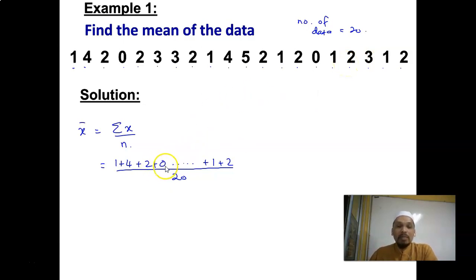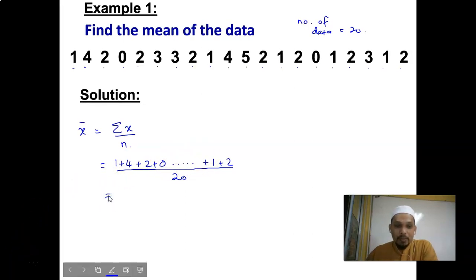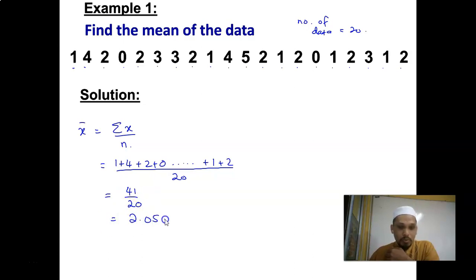In examination you can't write this part here. You may use your calculator, but then you need to list down all this. You are not allowed to simplify it like this. You will need to list down all the numbers here, summation divided by 20. So this gives you 41 divided by 20 equal to 2.05.